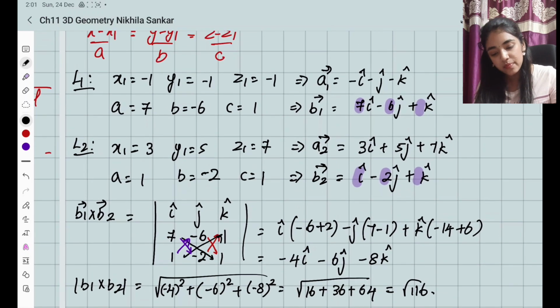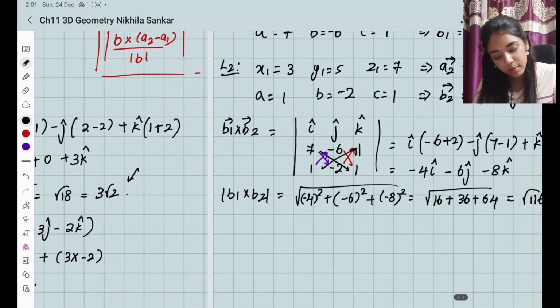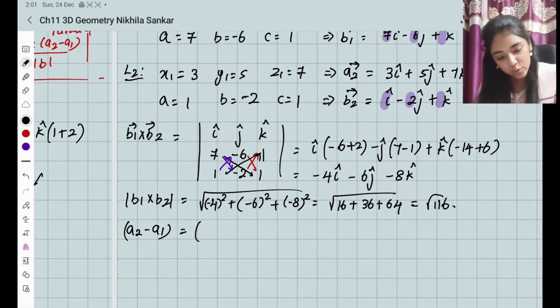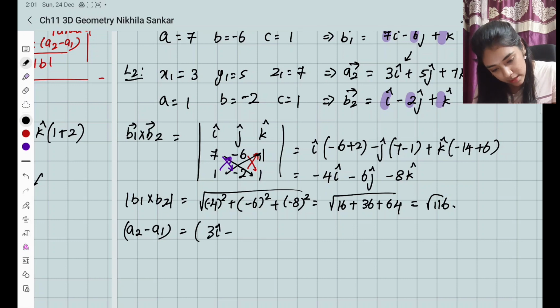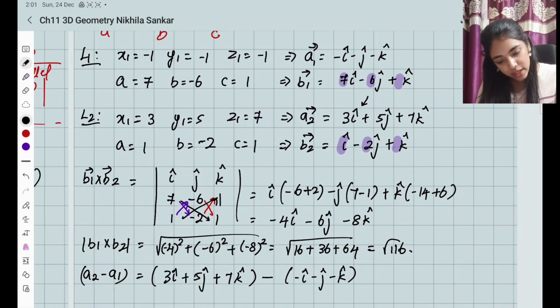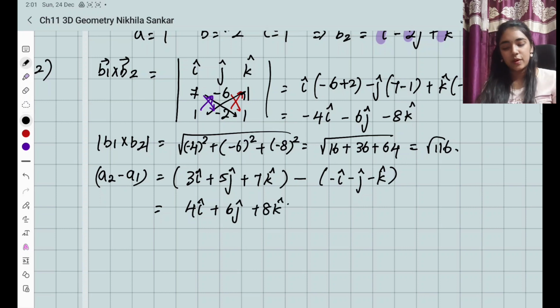Now I need to find the difference a2 minus a1. What is my a2? A2 is 3i plus 5j plus 7k, minus a1, which is over here: minus i minus j minus k. So this is going to be a2 minus a1. When I find the difference I have 3i minus of minus i, so 4 i cap; 5 minus of minus, so 6 j cap; 7 minus of minus, so 8 k cap. So I found a2 minus a1.